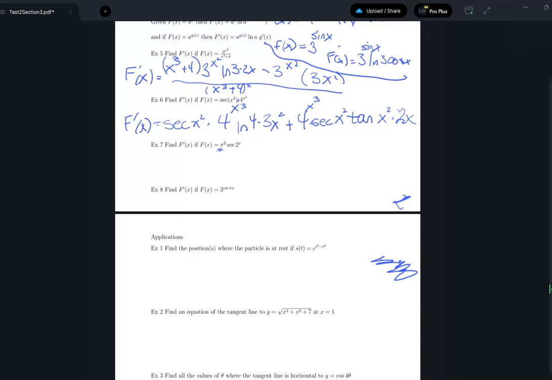Okay, pi squared is not a function. It's just a number. So to take the derivative, I'm going to carry the pi squared along, take the derivative of the secant, which is secant tangent, leaving room to carry the angle along, and then now take the derivative of 2 to the x, which is 2 to the x ln of 2.